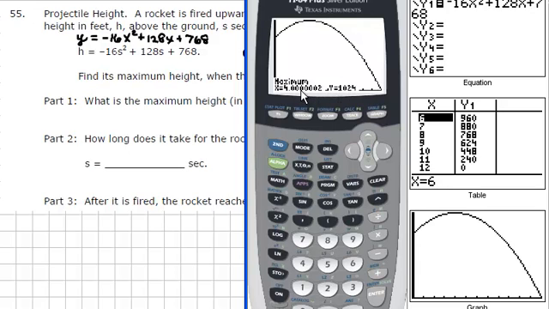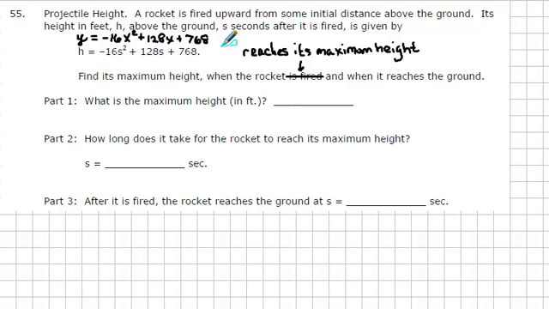It takes 4 seconds for the rocket to reach its maximum height, and after it is fired, the rocket reaches the ground after 12 seconds. So what is the maximum height? We determined that it was 1024 feet. This occurred after 4 seconds. And after it is fired, the rocket reaches the ground at s is equal to 12 seconds.